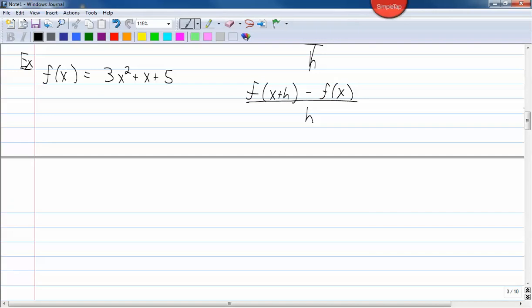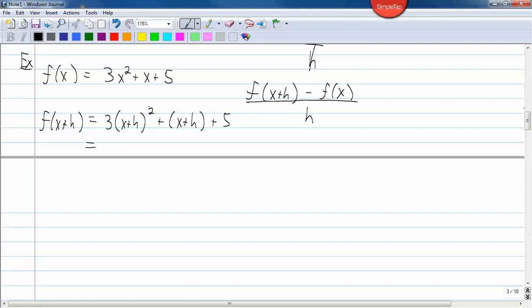So the first thing I need to do is find f of x plus h. And the way that I do that is I plug in parentheses for every x, x plus h. Alright, so let's see what's going to happen. 3 times x plus h squared plus x plus h plus 5.